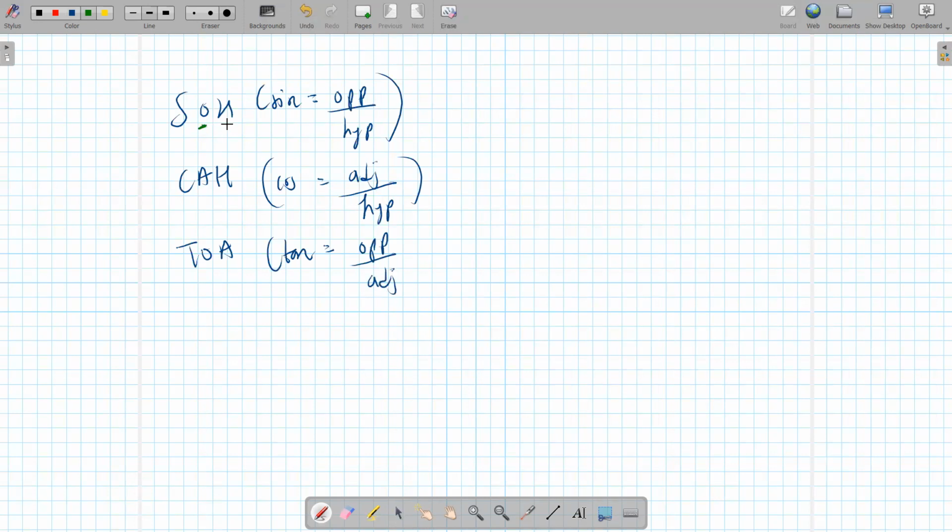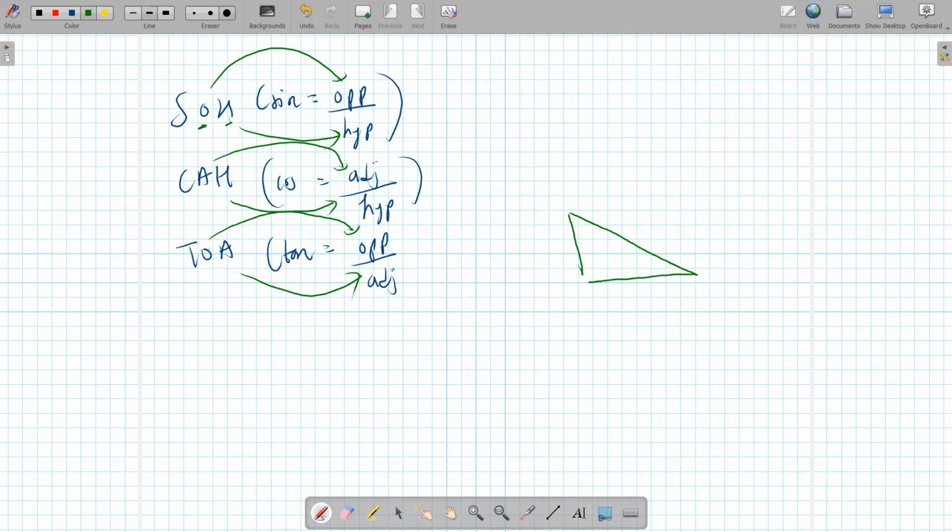Like these letters represent what they stand for. Like A is adjacent, H is hypotenuse, O is opposite, A is adjacent. We can just do a couple of questions here. Let's say we have a triangle, okay? And these you can only use when it's a right angle triangle. If it's not a right angle triangle, then you have to use something called sine law and cosine law, which is a little bit more difficult, but I don't know if you're gonna see that just yet.